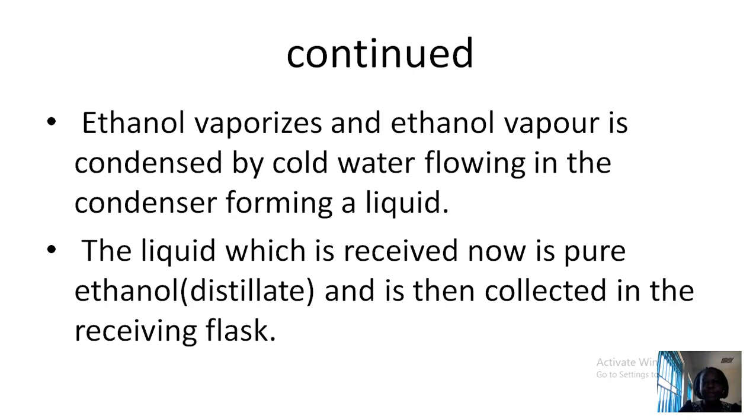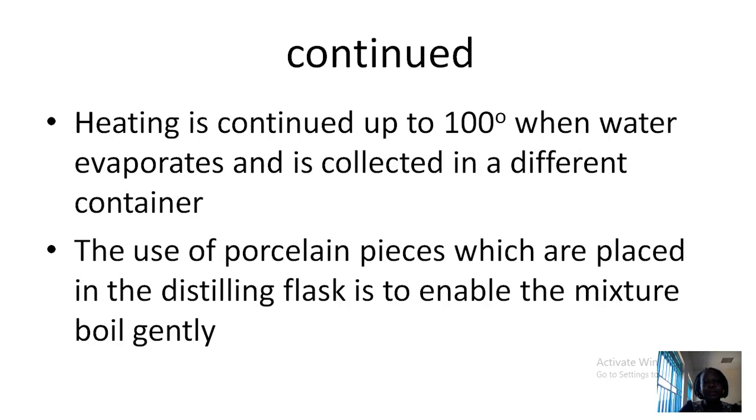Ethanol vaporizes and the ethanol vapor is condensed by cold water flowing in the condenser, forming a liquid. So it can be obtained as the first distillate. The liquid which is received is the first distillate, and that will be ethanol. If I'm interested in receiving also the water, I will continue boiling. When it comes to 100 degrees, the water vapor will escape and it will be collected in the container. The use of the porcelain pieces which are added in the distilling flask is to enable the mixture to boil gently without bumping.